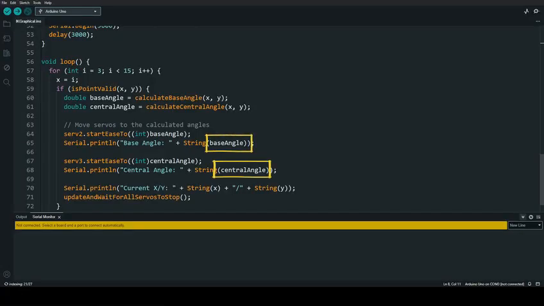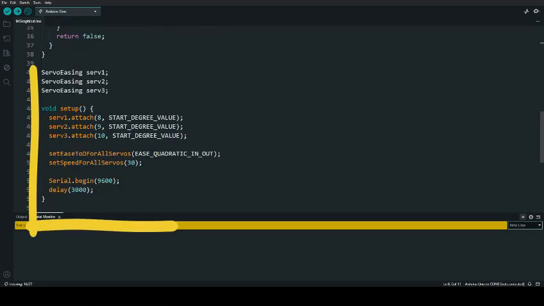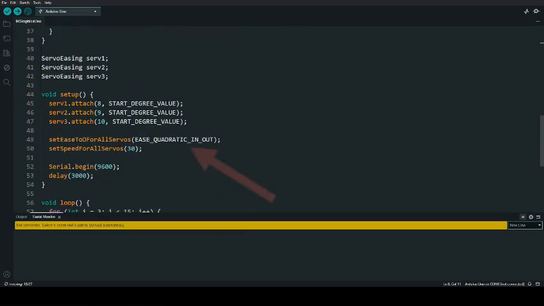The rest of the code is basically just unimportant. It's running the functions that we've just written, setting up the servos, making the servos move smoothly, and trying to fix jittering and stuff.